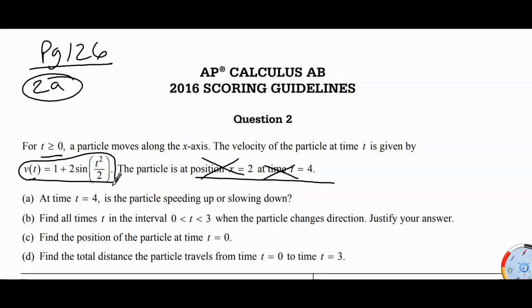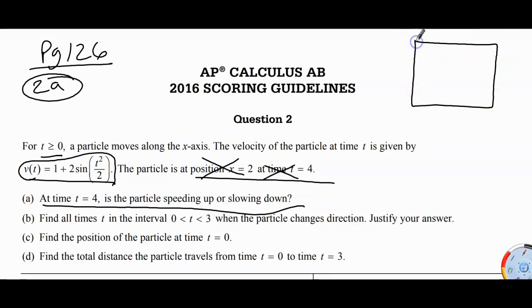All right, so at time t equals 4, is the particle speeding up or slowing down? Now, in case you guys forgot, you have velocity being positive or negative. You have acceleration being positive or negative. When both velocity and acceleration are positive, your particle is speeding up. Or when they're both negative, the particle is speeding up. But whenever the acceleration and velocity have opposite signs, they're working against each other.